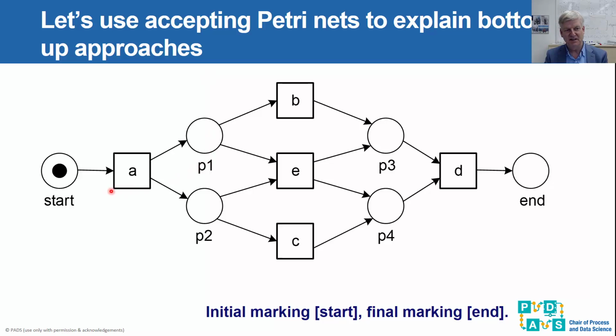So these are Petri nets with an initial marking indicated by the black dot here. And we have a final marking. Note that marking stands for state, and the state is described by a configuration of tokens over different places. The final marking that we look at, our target state when we are done, is when there is a token in place end.